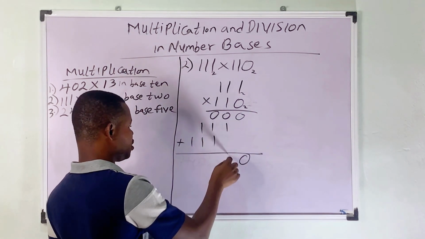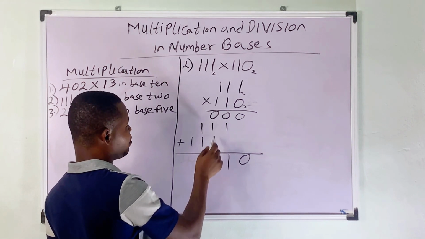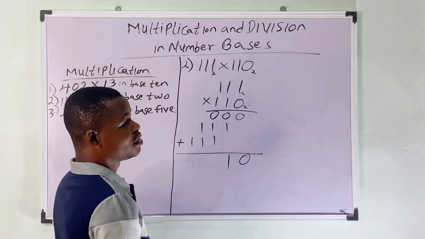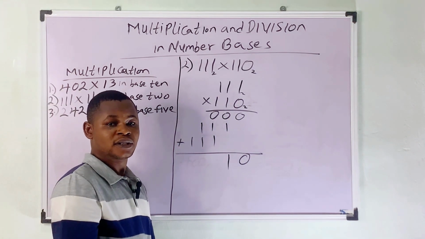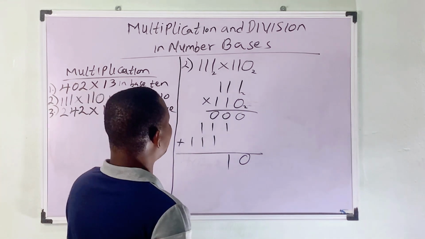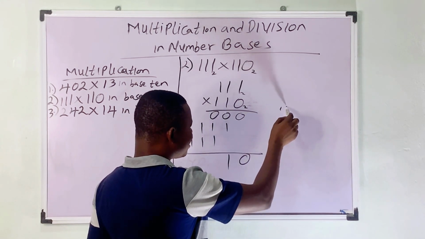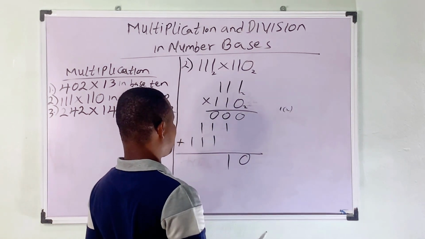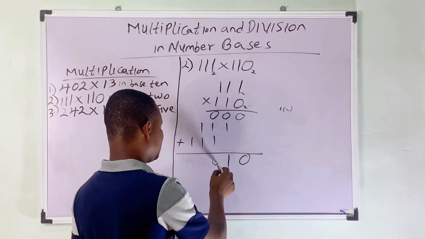0, 0 plus 1, that's 1. 0 plus 1, that's 1. 1 plus 1, that is 2. Don't forget, 2 is above the number we can have in base 2. So that means we have one set of 2. Then remainder 0. Then we write 0.